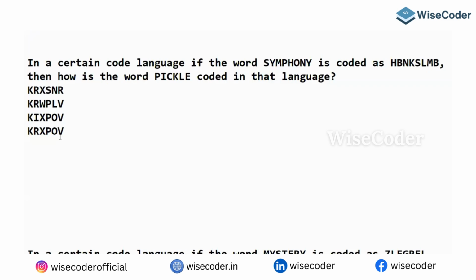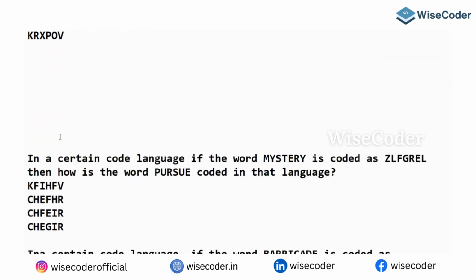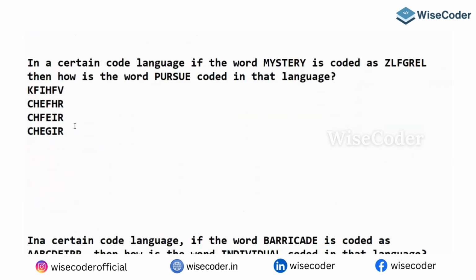In a certain code language, mystery is coded as something. Okay, then the question asks what is the code for another word. So please try to answer this question. Pause the video, try to answer it. For every question, I will not say it all the time. For every question while listening to this video, pause the video and try to answer.